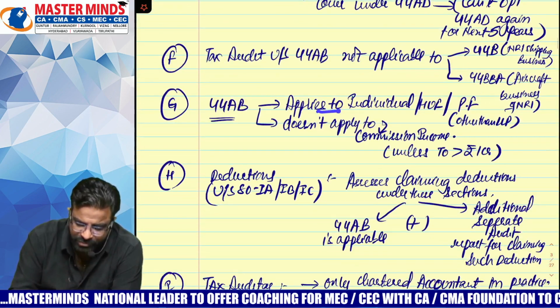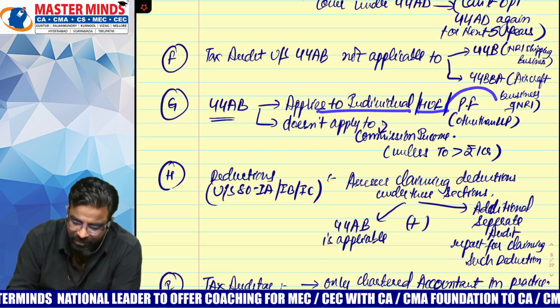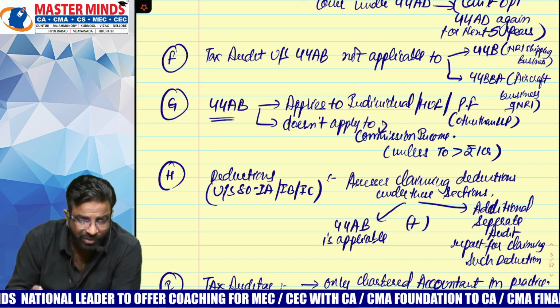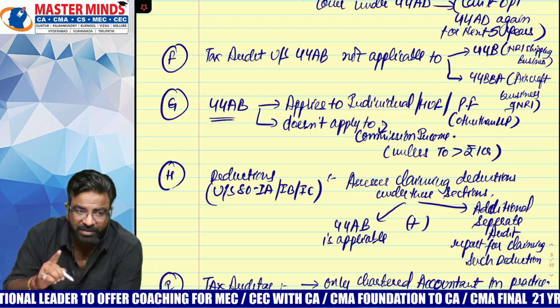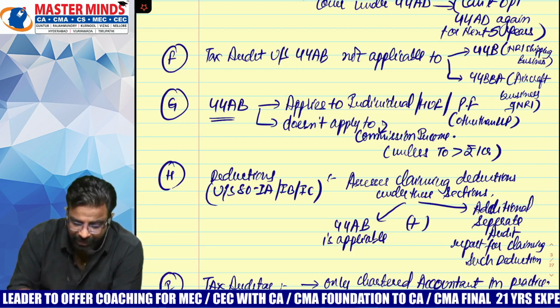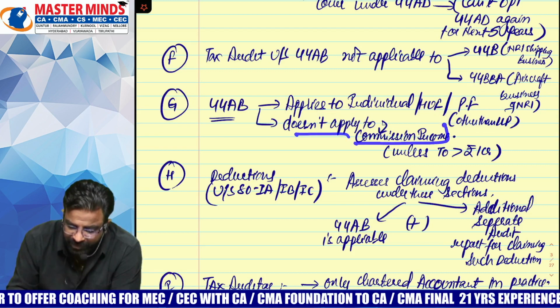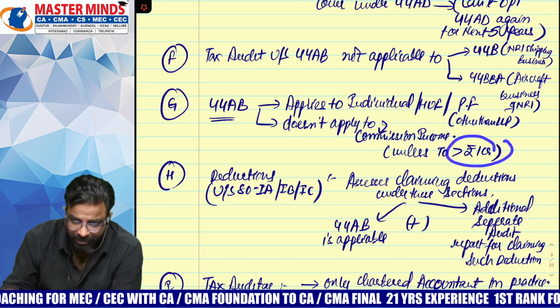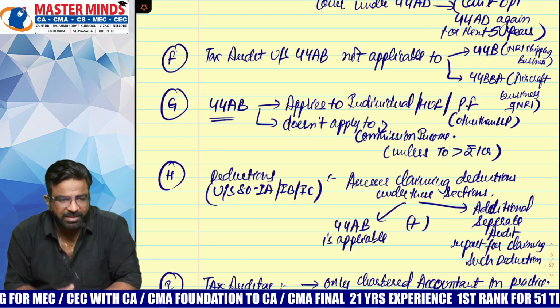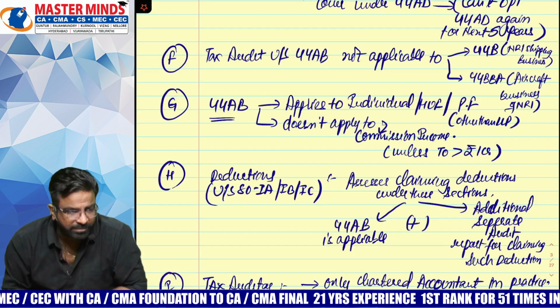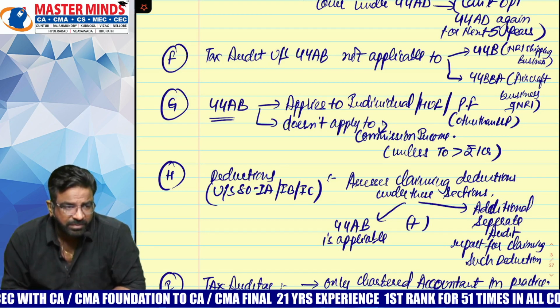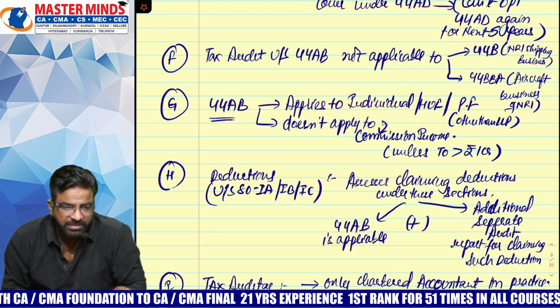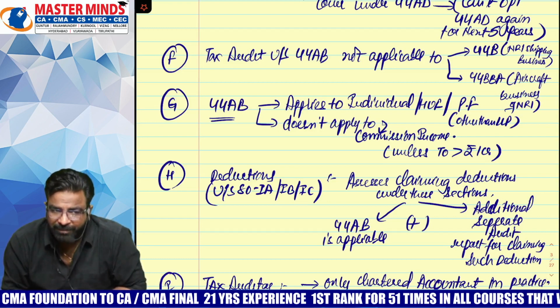44AB applies to individuals, HUFs and what? Partnership firms, not LLPs, because LLPs will come under the definition of body corporate. It does not apply to which income again? Unless turnover is greater than 1 crore. Now listen, if your business income is commission income and less than what? 1 crore, then in that case, 44AB is not applicable to you.